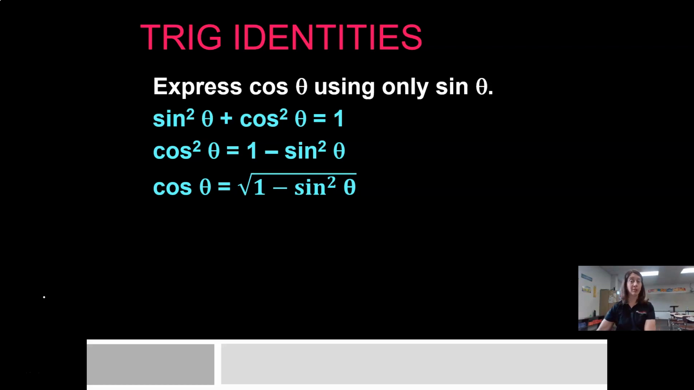Again, the ones that you're responsible for are the two main trig identities from this lesson. Number 1, that tangent theta was equal to sine over cosine, and then number 2, sine squared theta plus cosine squared theta is equal to 1.